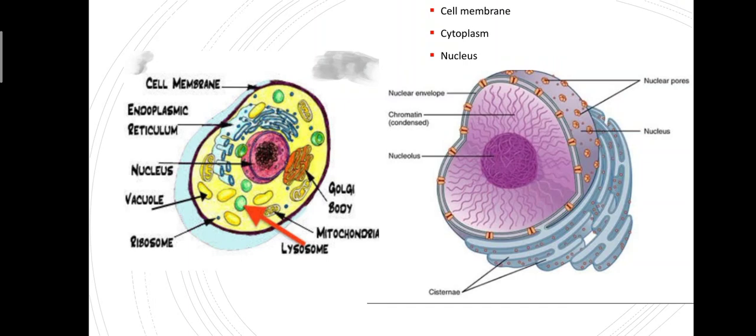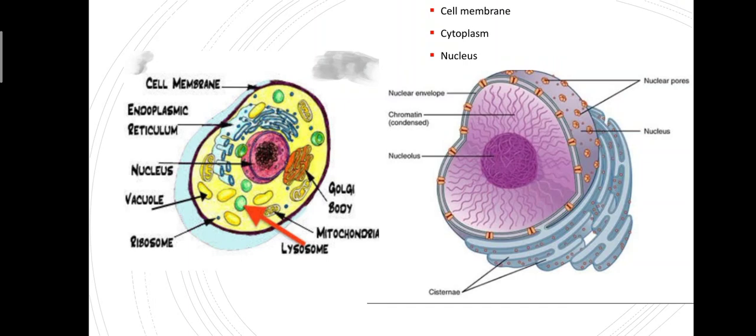It provides an outer boundary to the cell. What does the cell membrane do? It provides the outer boundary to the cell, which separates the cell from another cell and also from the surrounding medium. It also protects the cell from injury. Now this is about the cell membrane.